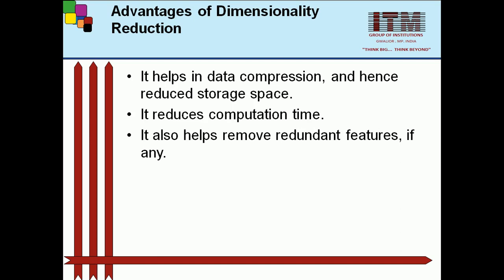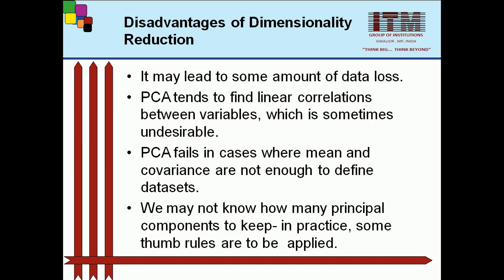Now, advantages of dimensionality reduction. What are the advantages of dimensionality reduction? It helps in data compression and hence reduces storage space. This is one of the most important advantages: it helps in data compression, so the storage space required is less. It reduces computation time also. Computation time is saved using dimensionality reduction. It also helps remove redundant features, if any. Similar, repetitive features are generally removed in dimensionality reduction.